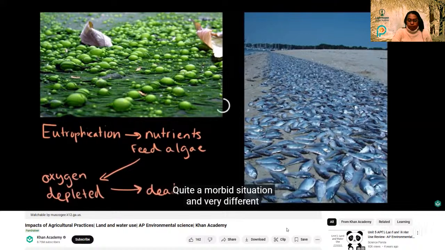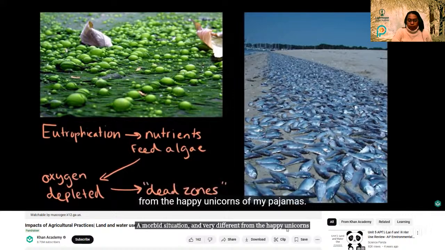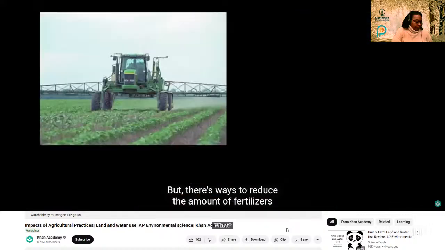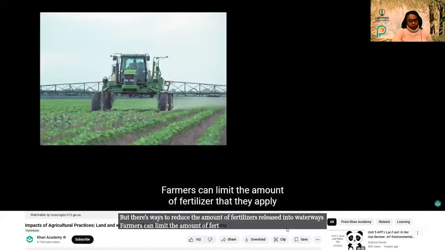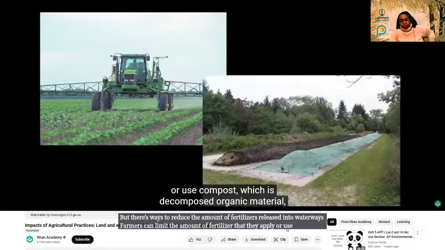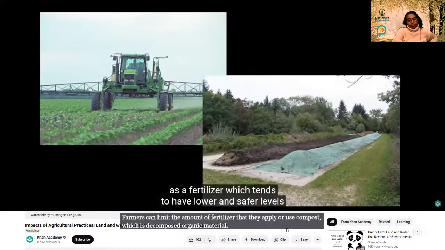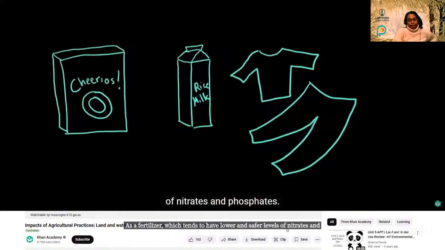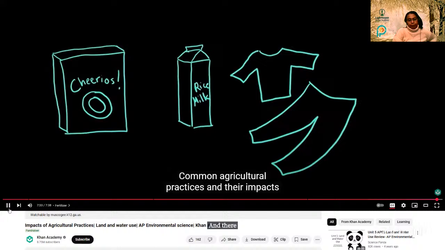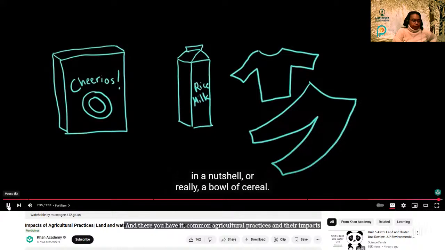Quite a morbid situation, and very different from the happy unicorns in my pajamas. But there's ways to reduce the amount of fertilizers released into waterways. Farmers can limit the amount of fertilizer that they apply, or use compost, which is decomposed organic material, as a fertilizer, which tends to have lower and safer levels of nitrates and phosphates. And there you have it, common agricultural practices and their impacts in a nutshell, or really a bowl of cereal.